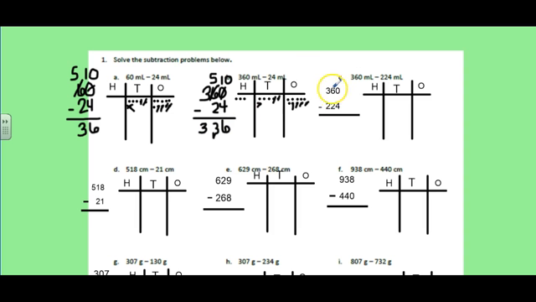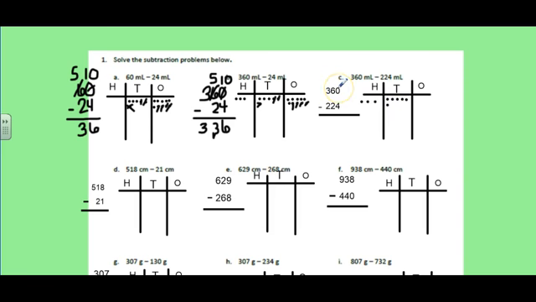Okay, now moving on to 360 minus 224. So we've got 3 hundreds. I'm going to put that in the hundreds place. We have 6 tens. We're going to put 6 tens in the tens place. And then we have 0 ones.